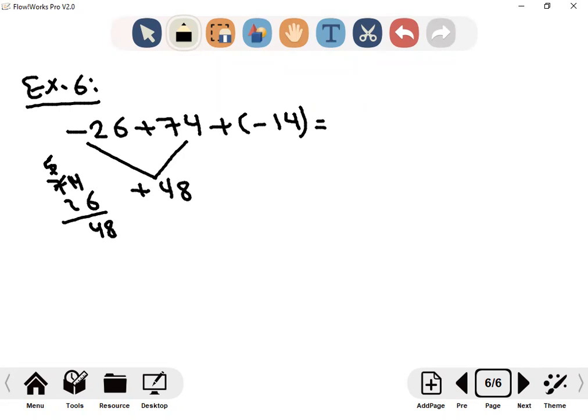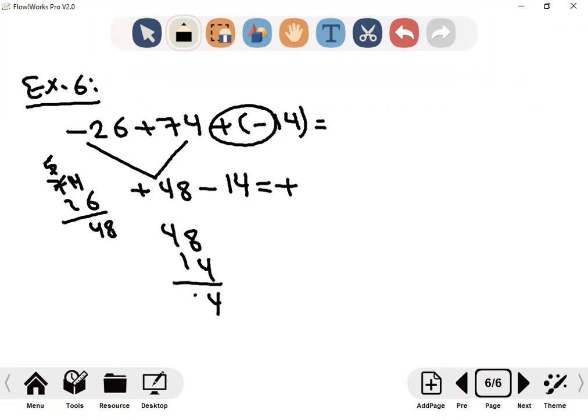We have a plus minus here. Negative how much? Now again, different or similar? Add or subtract? What's the bigger sign? Plus. We put a plus and subtract them. 48 minus 14, 34. Do you understand that? Good. This is example 6. We have the check.